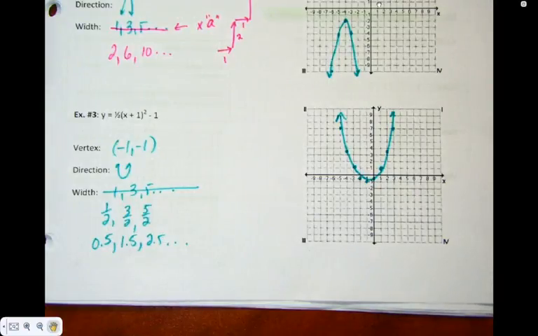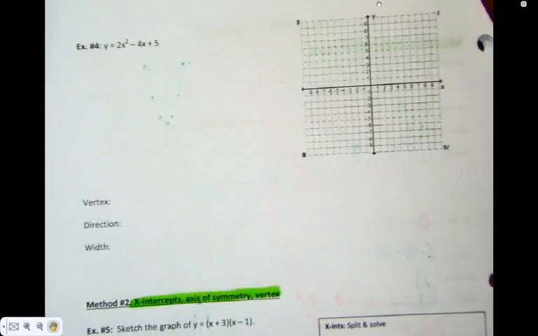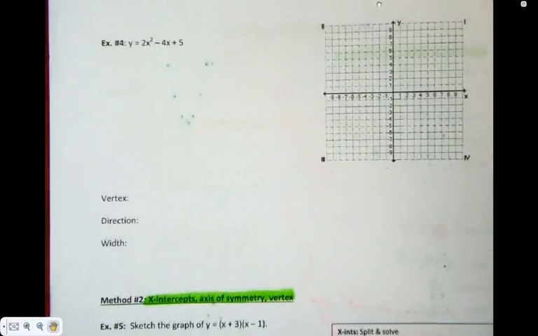Do you understand why I call this method vertex with direction? Because it's the 3 pieces of information we need. Take the number in brackets, change the sign. Take the number outside the brackets, leave it alone.